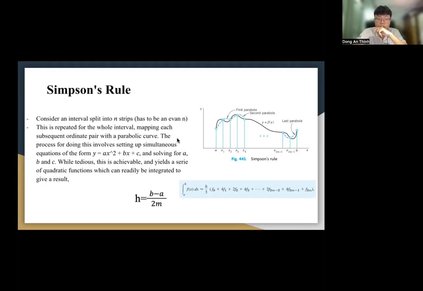This will be repeated for the whole interval, mapping each subsequent ordinate pair with a parabolic curve. The process of doing this involves setting up simultaneous equations of the form y equals ax squared plus bx plus c, and solving for a, b, and c. While tedious, this is achievable and yields a series of quadratic functions which can be readily integrated.